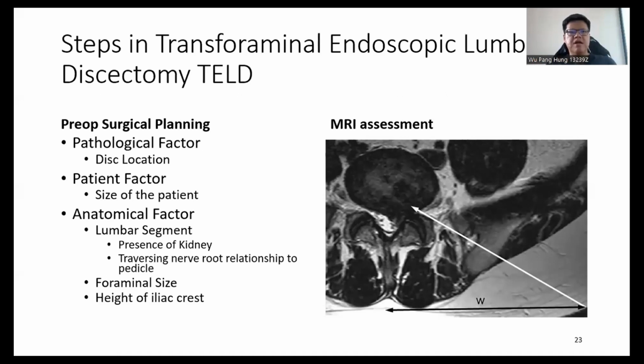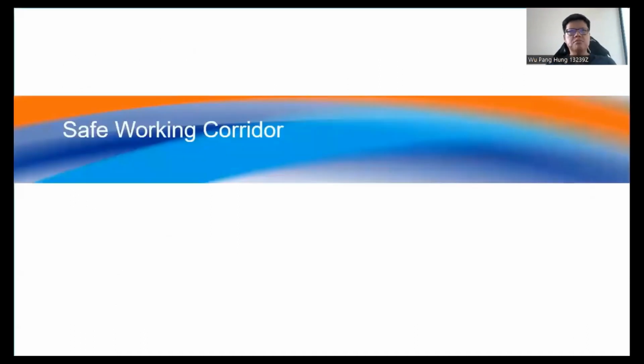And then the foraminal size, if it is a very small foramen, then we may have to do a trans-SAP approach where we drill the SAP and do a foraminoplasty or endoscopic foraminoplasty before we enter the foramen to prevent exiting nerve root injury. And if there's a high iliac crest, maybe we have to consider interlaminar, or we do special techniques, which will be out of the scope of today's talk.